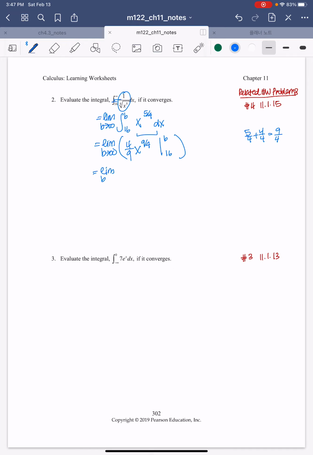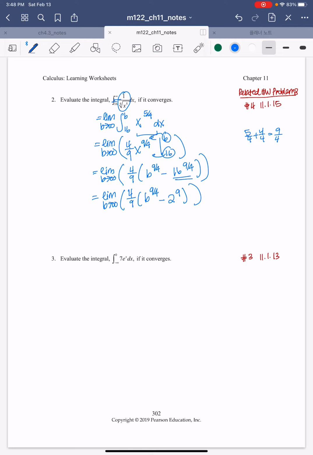Evaluating, I have 4 over 9 times b to the 9 over 4, and then subtract 4 over 9 times 16 raised to the 9 over 4. Let's keep going. Limit as b approaches infinity, 4 over 9. Now this number here, 16 raised to the 9 over 4, you can think of it as taking the fourth root of 16, which is 2, to the 9th. So 4 over 9, b raised to the 9 over 4 minus 2 to the 9, which is some number.